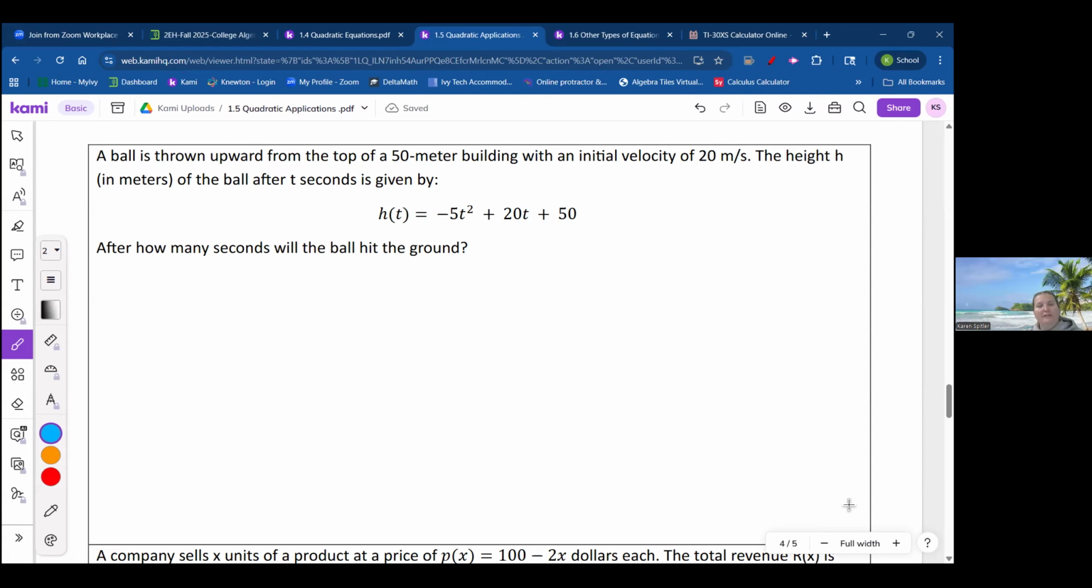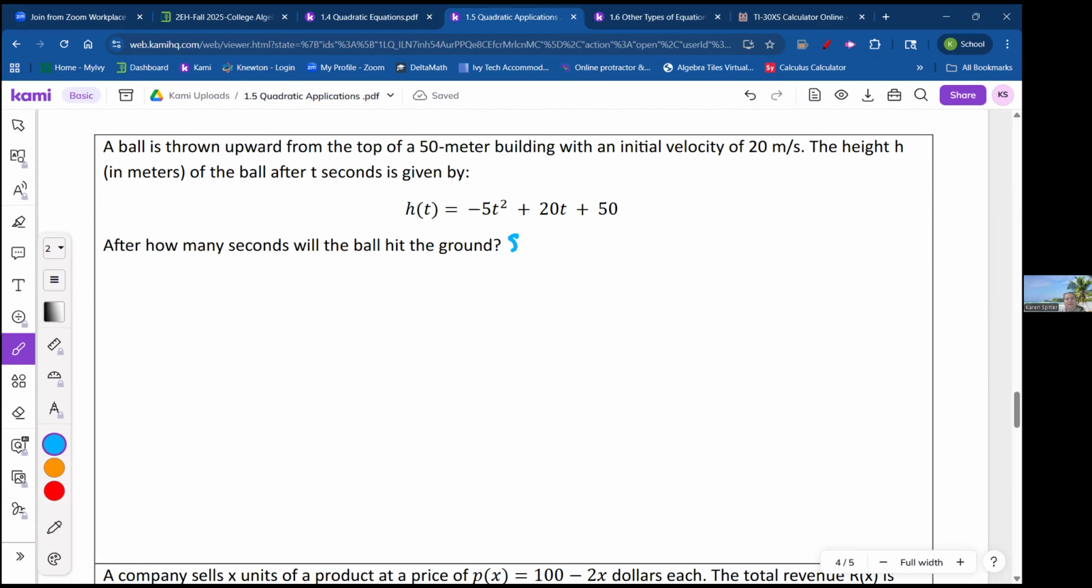After how many seconds will the ball hit the ground? That means we need to solve for t. When the ball hits the ground, that means h of t is equal to 0. So here we go. We got 0 is equal to negative 5t squared plus 20t plus 50.